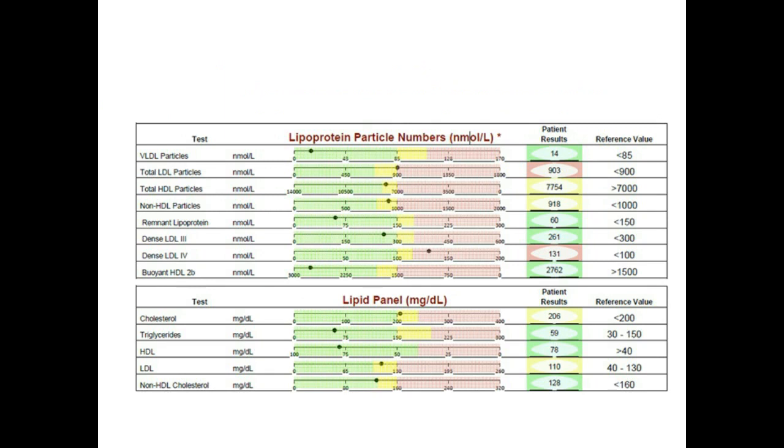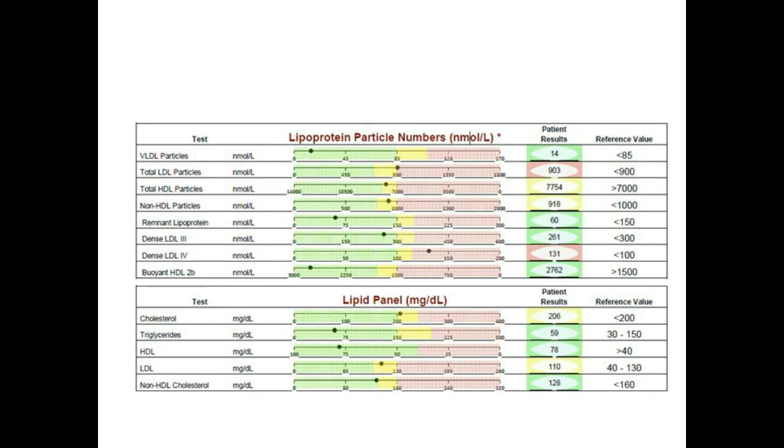As you can see, if a person has a normal value on this particular type of graph or presentation, their numbers will be highlighted in green. If they have a borderline value, it will be highlighted in yellow. And of course, if they have an abnormal one that's more severe than borderline, then they are outlined in red. You can see on this particular page that this person has a total LDL particle that's elevated. They have a total HDL particle that's borderline low, the non-HDL particles that are borderline low, and then the dense LDL4, which are, once again, abnormal.